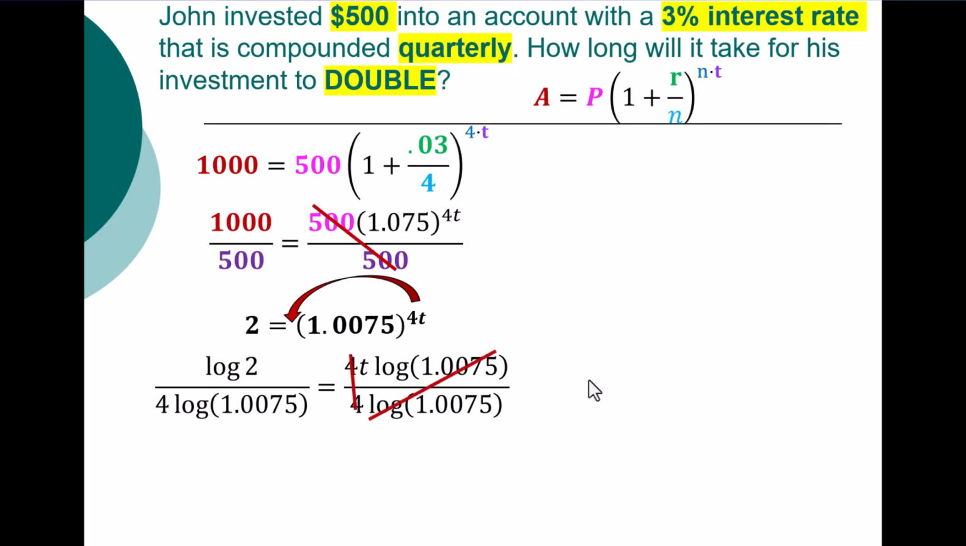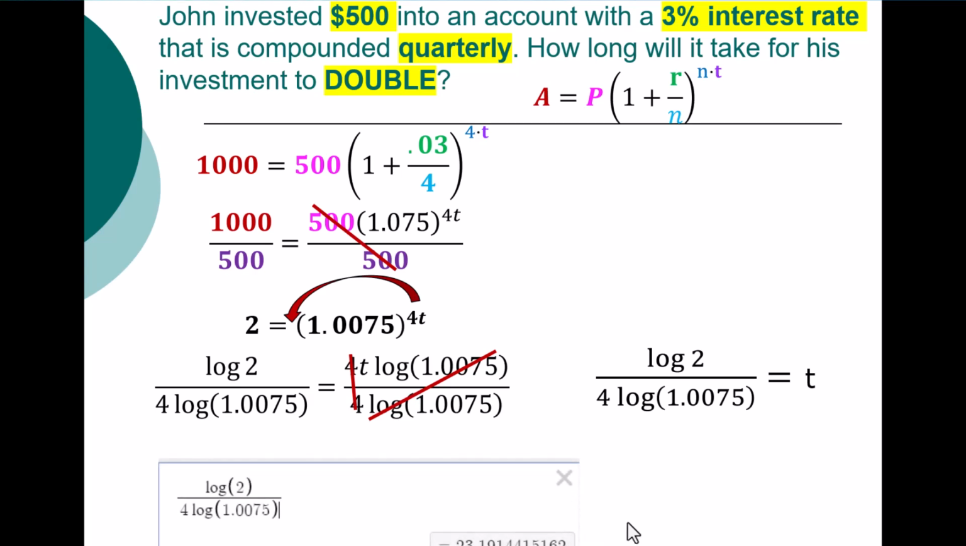Then we're going to be left with t equals log 2 over 4 log 1.0075. Put that in your calculator, and we should get 23.1914415162. So practice. And if I make any mistakes, don't panic. Reach out and let me correct those. But I think this is the right answer.